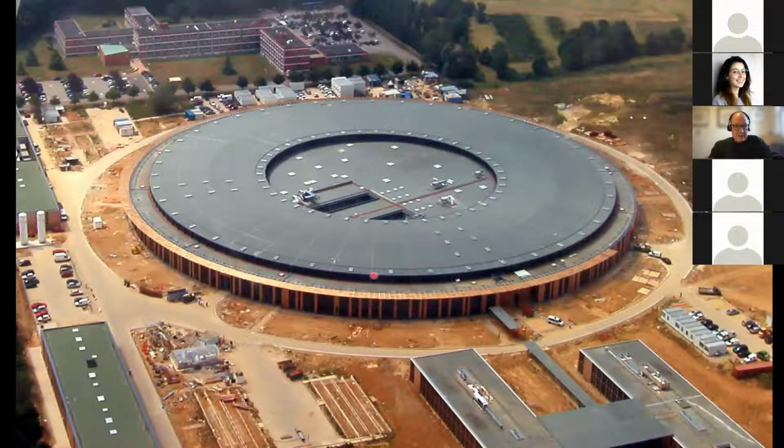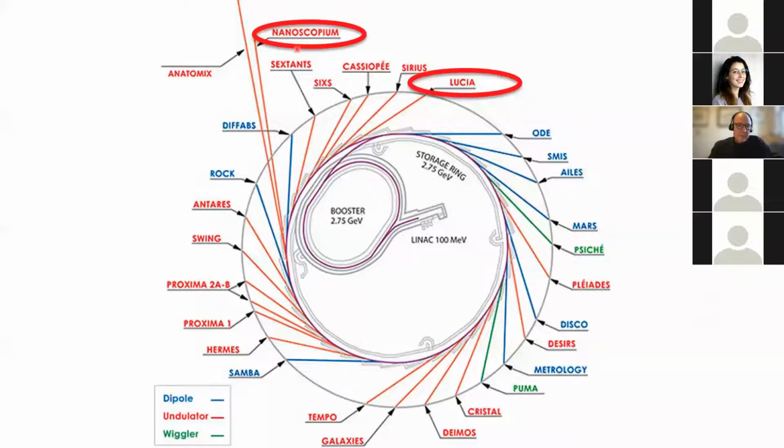The work that we did together was with Mary Sforna as the PhD student, Andrea Somogyi and Synchrotron Soleil, where you see an image here, still under construction in this part, but somewhere here is a very long beamline called the Nanoscopium. And the Nanoscopium is currently the longest of the beamlines. There are many different ones.